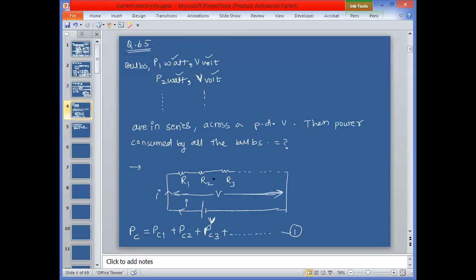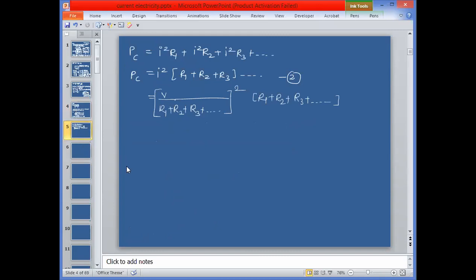And note all these resistances are not equal, because the power ratings are different. So each individual resistance is going to be different. So I just found out the current, I, which is equal to V divided by total resistance. But that current is to be squared, sir. That current is to be squared.